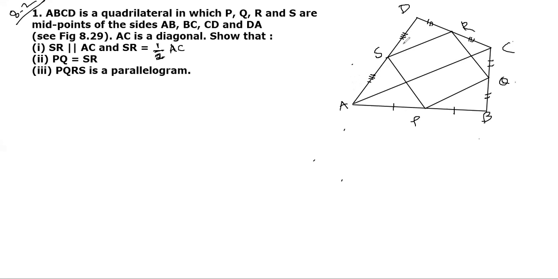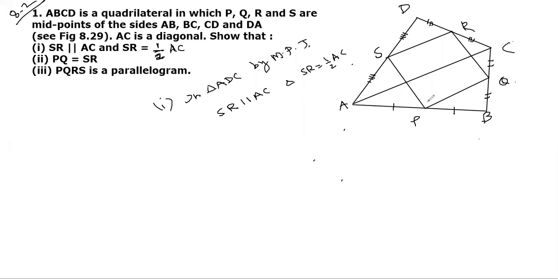Okay, we have to show that SR is parallel to AC. So in triangle ADC, by the midpoint theorem, SR is parallel to AC because these are the midpoints. The line joining the midpoints is parallel to AC, and SR is equal to half of AC by the midpoint theorem. Directly you can write by midpoint theorem.